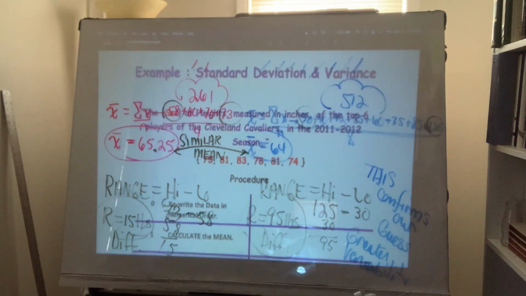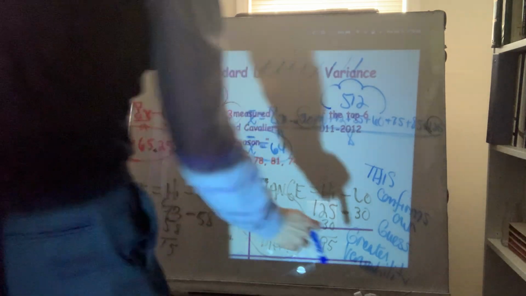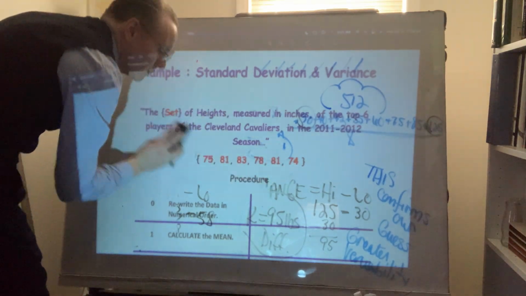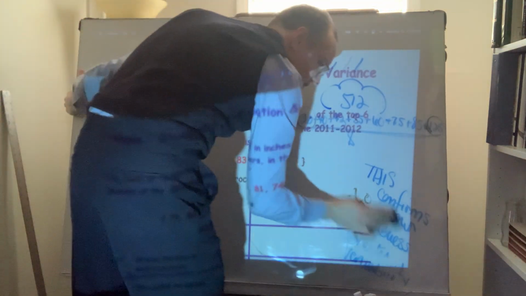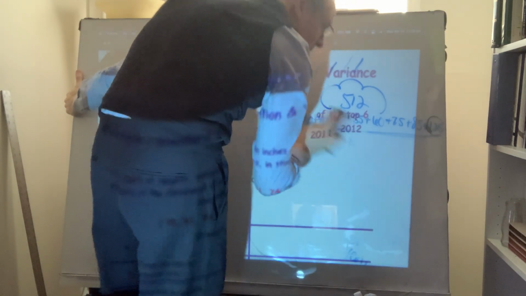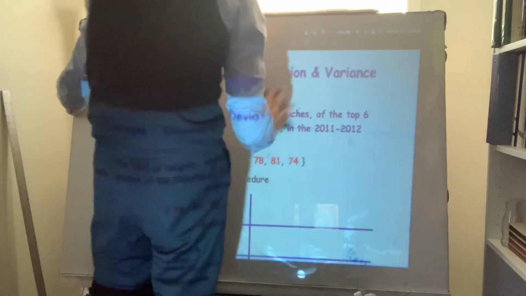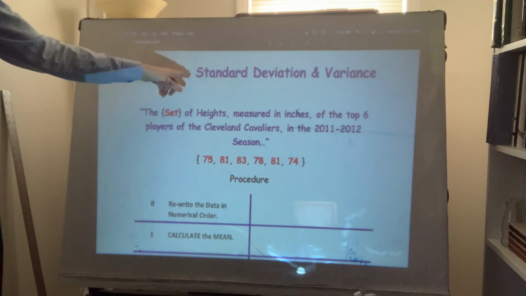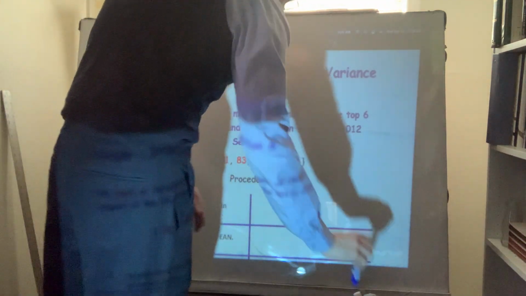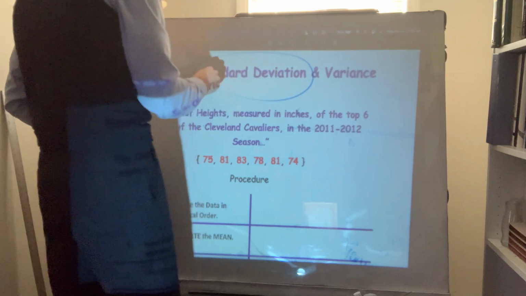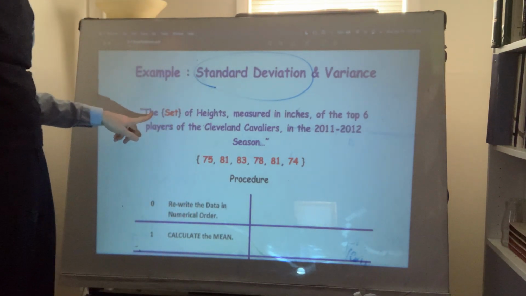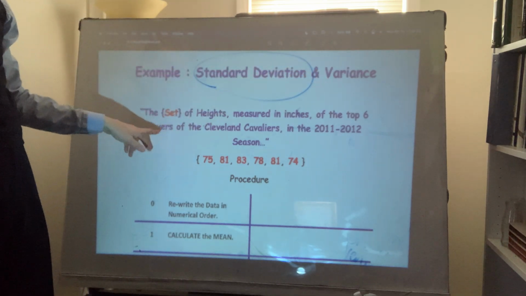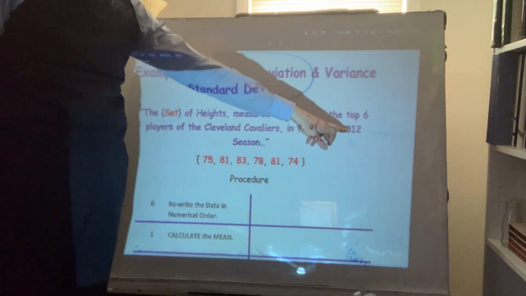All right. Now, the standard deviation example. Also swiped from another book, and I made a little table to illustrate. Looks like this. All right. This is, again, to calculate a standard deviation really is all that we're going to be doing. So that's all you're responsible for. Is to illustrate this example, we have the set of heights measured in inches of the top 6 players of the Cleveland Cavaliers in the 2011-2012 season.